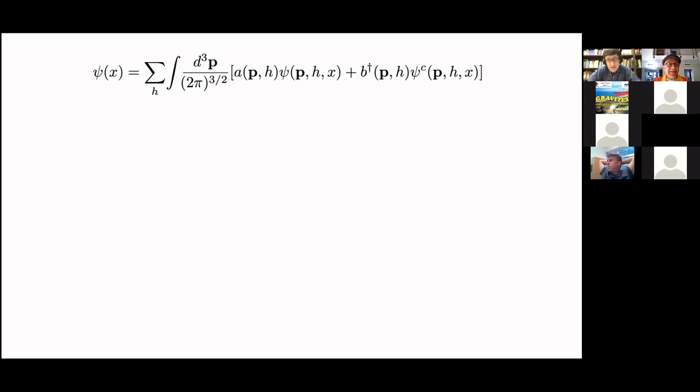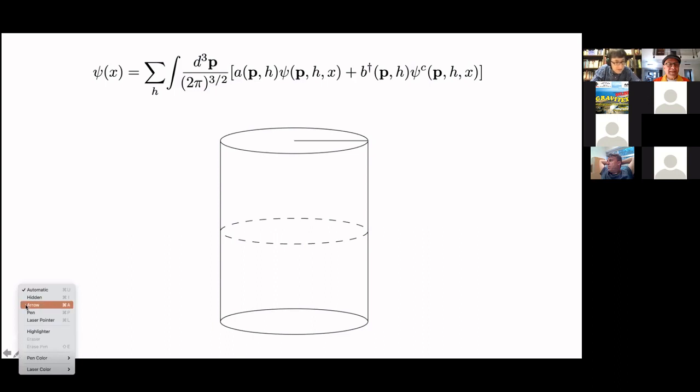So we expand it on a basis of modes. You expand it in terms of a basis of positive frequency solutions psi and the corresponding charge conjugate negative frequency solutions psi of the Dirac equation. And to quantize, you promote the coefficients A and B dagger in front of those solutions to creation and annihilation operators, satisfying the usual anti-commutation relations, in this case for fermions.